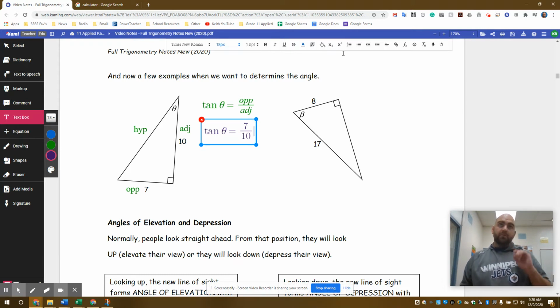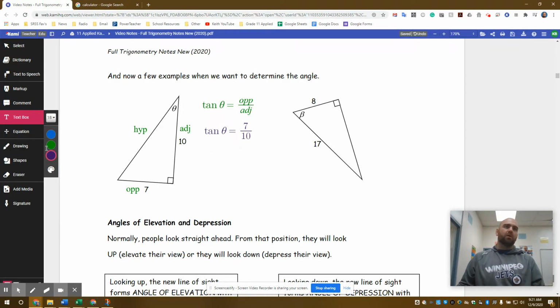Now, just to give you a little bit of a reminder, I went through this in the last video really quickly: if our adjacent is longer than our opposite, we will have an angle of less than 45 degrees. If our opposite is bigger than our adjacent, the angle will be greater than 45 degrees. That's something you can think about, and it might help you when you're solving these types of questions.